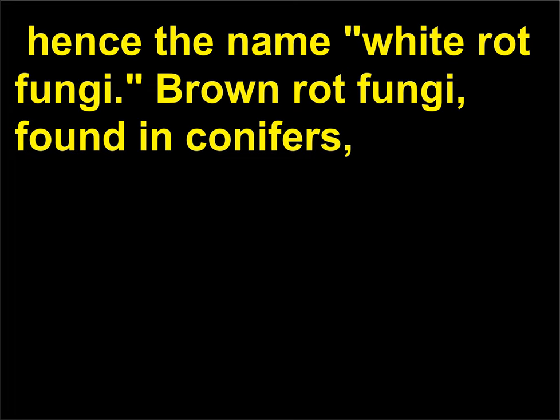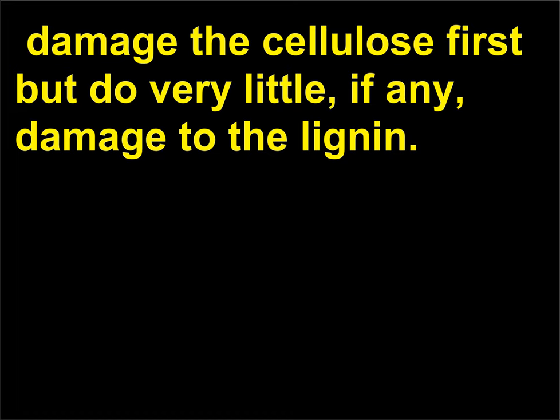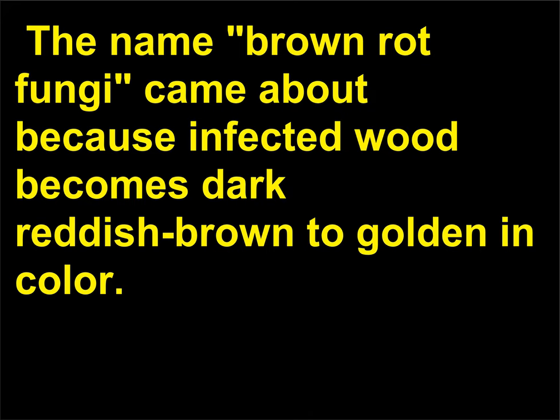Brown rot fungi, found in conifers, damage the cellulose first but do very little, if any, damage to the lignin. The name brown rot fungi came about because infected wood becomes dark reddish brown to golden in color.